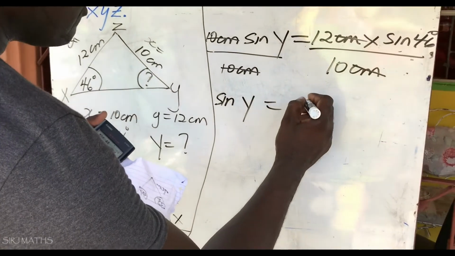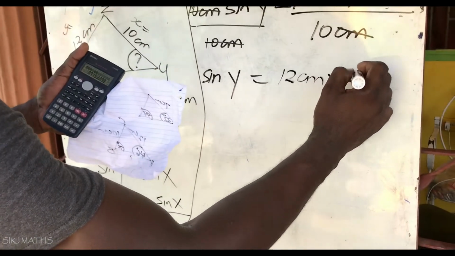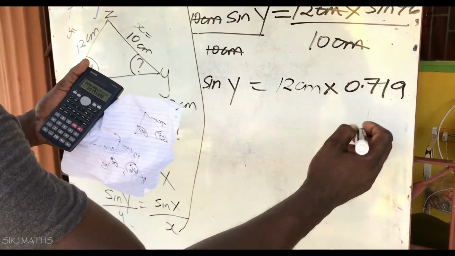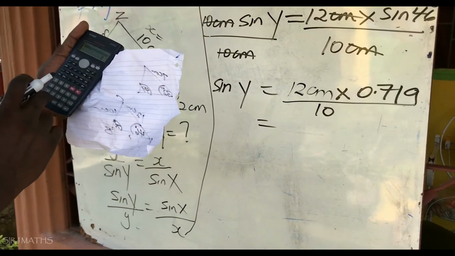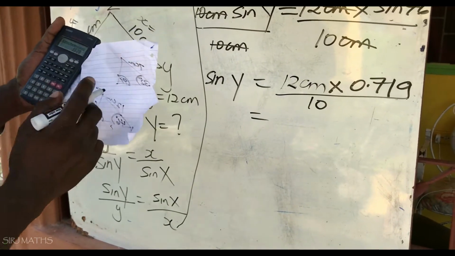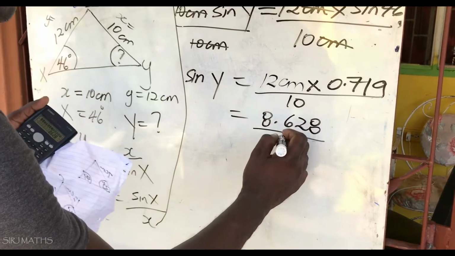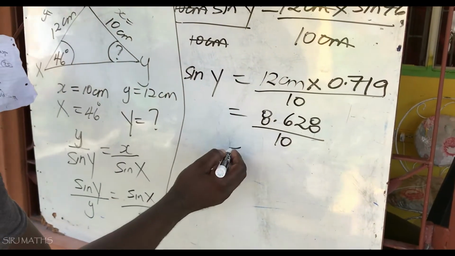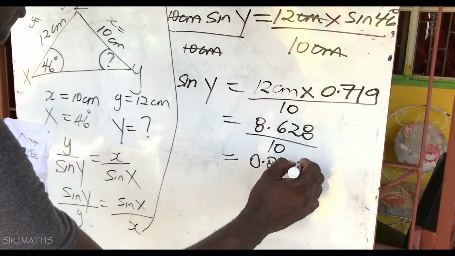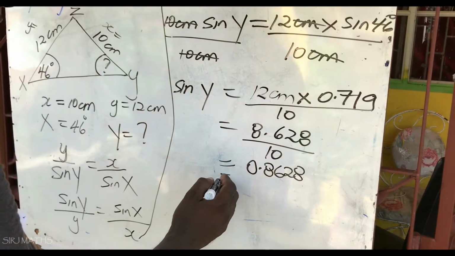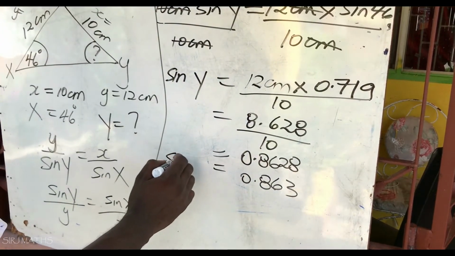0.7193398. So rounding it off to 3 decimal places, it's 12 centimeters times 0.719. Divide that by 10. So it's now 12 times 0.719 equals, I get 8.628 divided by 10. Which works out to be 0.8628. Or, to 3 decimal places, it's 0.863. So that is sine y.